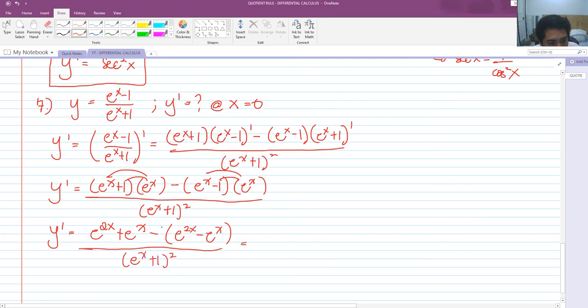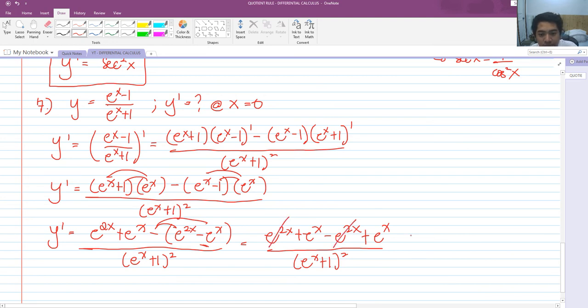And of course, we distribute the negative sign here because of the minus. We have e raised to 2x plus e raised to x minus e raised to 2x plus e raised to x. So e raised to 2x becomes negative while e raised to x becomes positive because of the negative sign, all over e raised to x plus 1 squared. As you can see, e raised to 2x minus e raised to 2x is 0. And then we have e raised to x plus e raised to x, that becomes 2 e raised to x, all over e raised to x plus 1 squared.